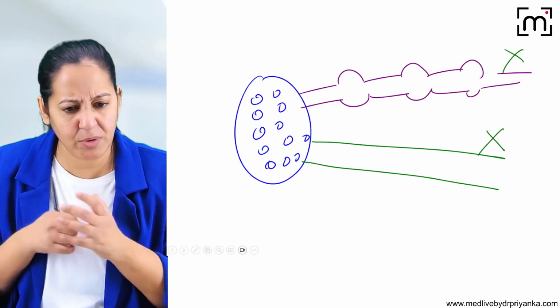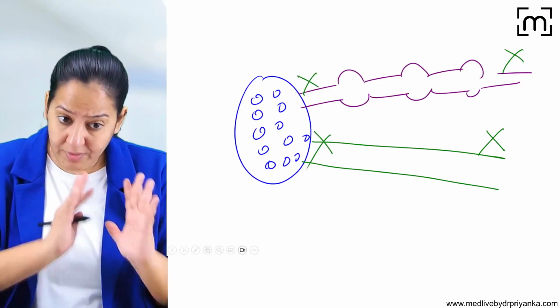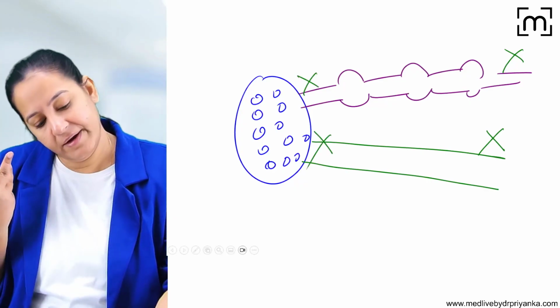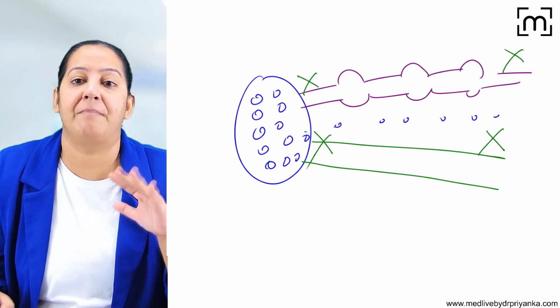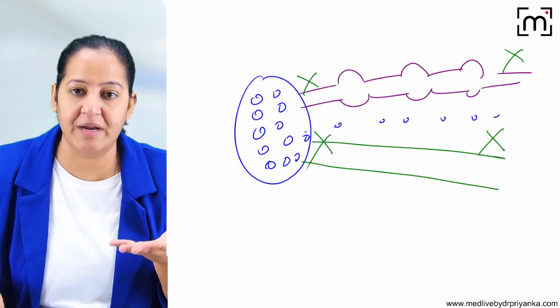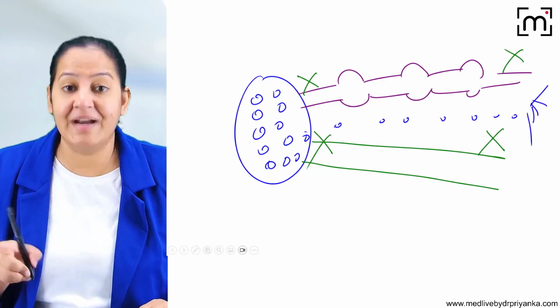You will say, ma'am, how does it spread to other organs? You are saying it is not entering in the lymphatics, it is not entering in the blood. Then how does it spread to multiple other organs? So here tumor cells are shed freely in the cavity, the peritoneal cavity, pelvic cavity, abdominal cavity, and via the cavity it spreads to multiple organs. So this spread is transcoelomic.